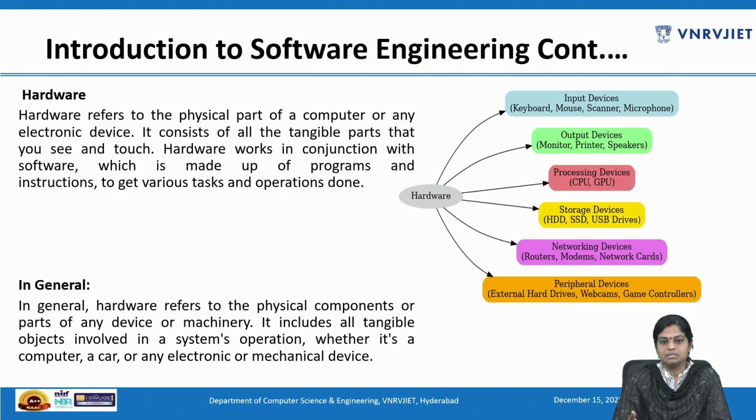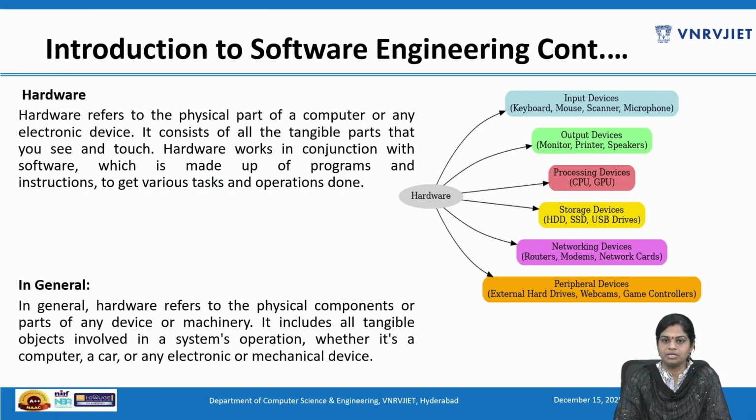The general definition of hardware is also mentioned in our presentation: it refers to the physical components or parts of any device or machinery. In operation, it has tangible objects, which can be a computer, a car, or any electronic or mechanical device participating in that hardware operation. The diagram here shows the various tangible objects I have discussed.